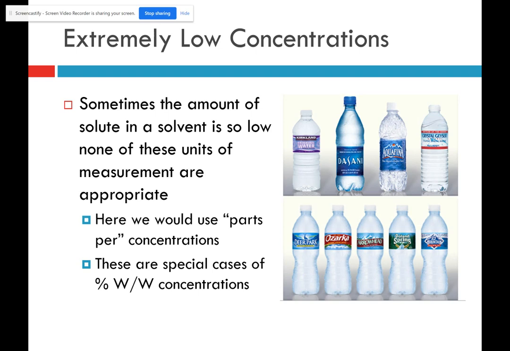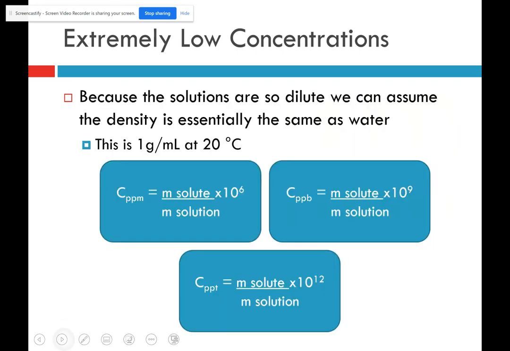So often in these types of calculations, we would use parts per concentrations. These are special types of weight by weights, but really, really tiny amounts. Because these solutions are so dilute, we assume that the density of the solution is exactly the same as water because there's so little dissolved in it. So we would assume that any 1 milliliter of solution is going to contain a gram.